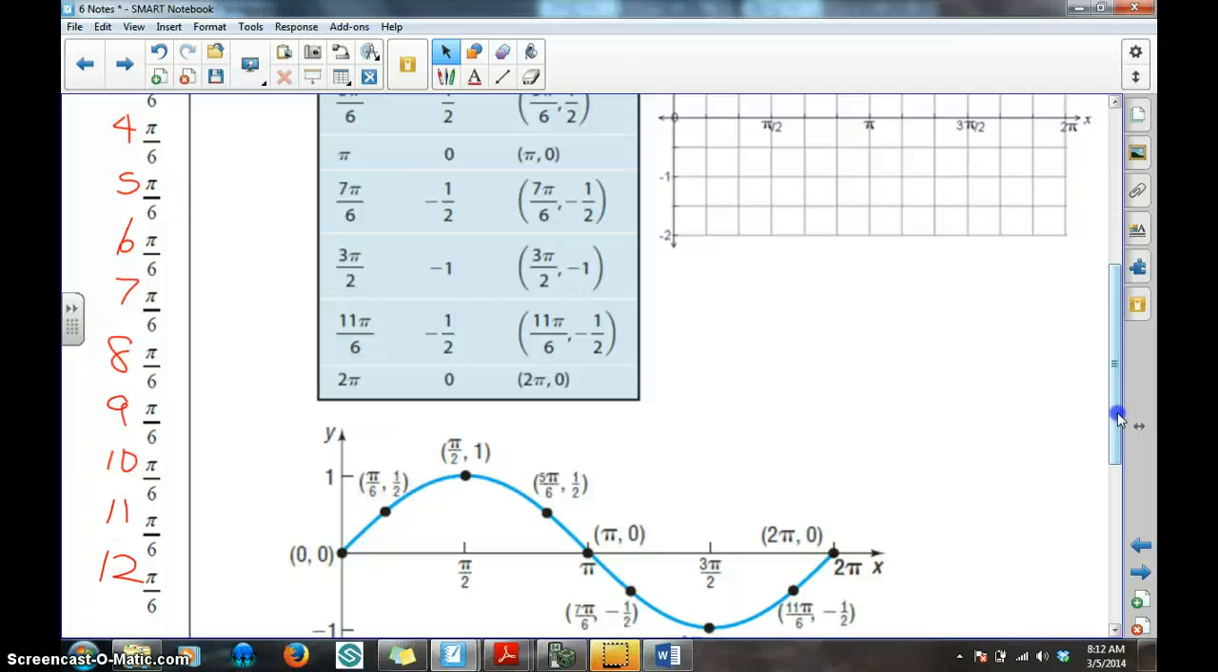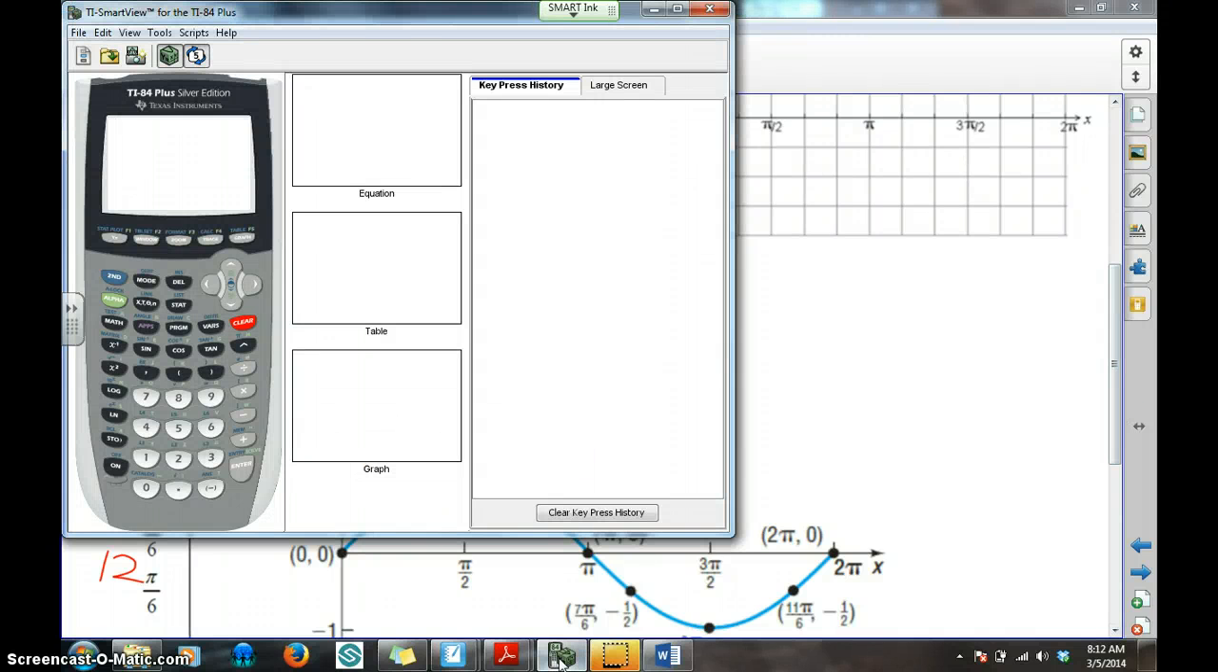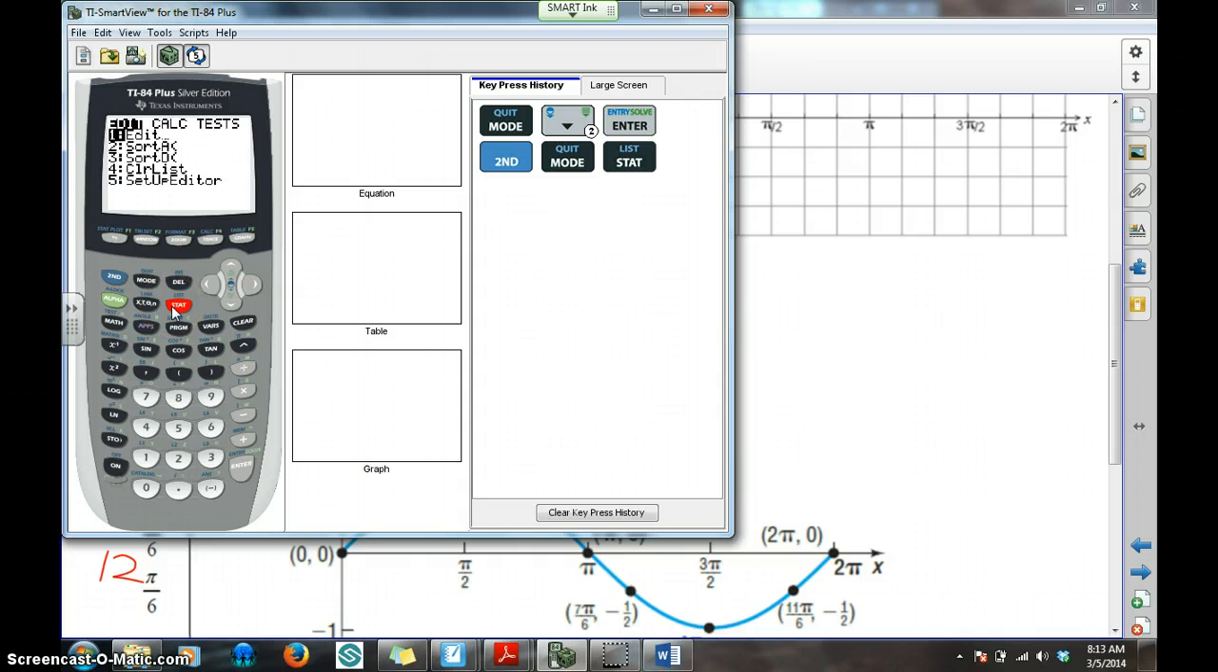The second thing that I need you to know is that if we're going to be graphing in radians on our calculator, we need to make sure that our mode is in radians. So would you please get out your handy dandy graphing calculator, hit the mode button, and go down to radian and hit enter. Okay, so I've gone to my mode, I've put it in radians. Now I'm going to go to my table of values under the stat key. And I want you to hit stat and then enter.